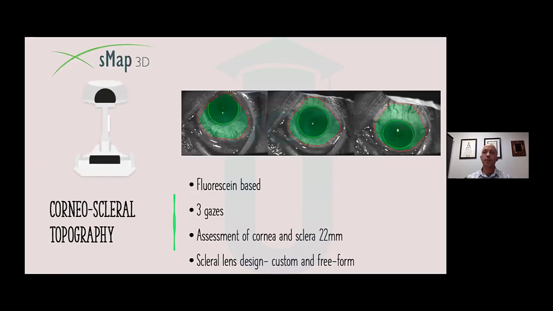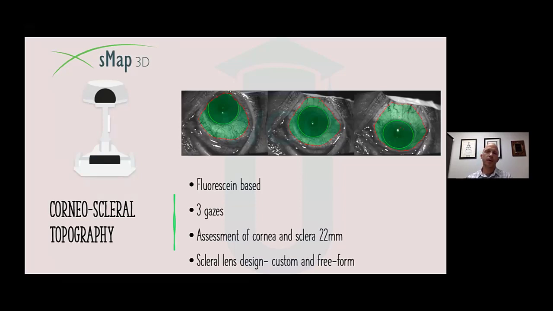There are two devices that are commercially available right now as far as corneal scleral topographers are concerned. This is the first one, the SMAP 3D corneal scleral topographer. It is fluorescein based, so we have to add fluorescein to the ocular surface for the instrument to recognize the clear tissue of the cornea and the bulbar conjunctiva.